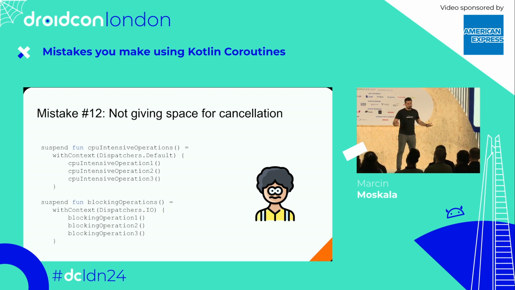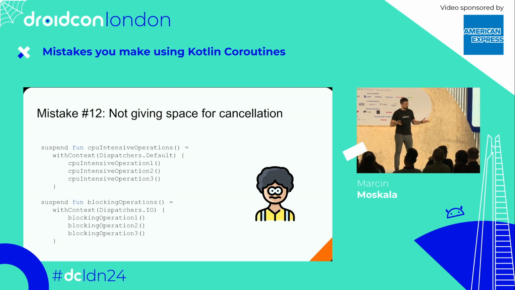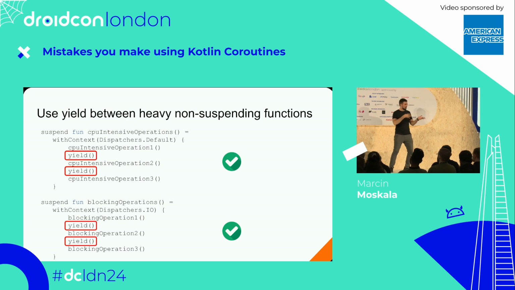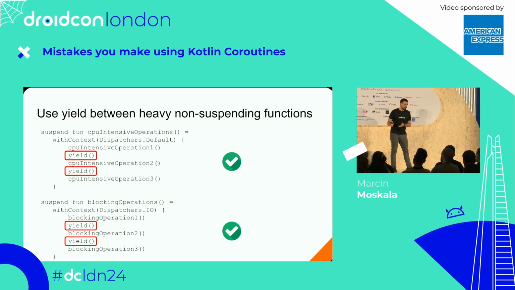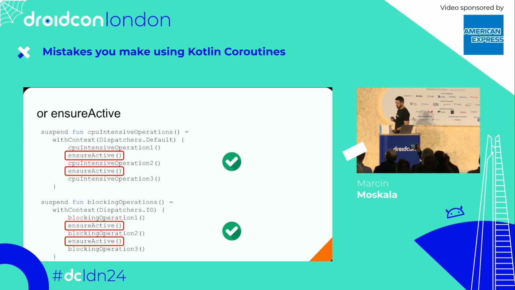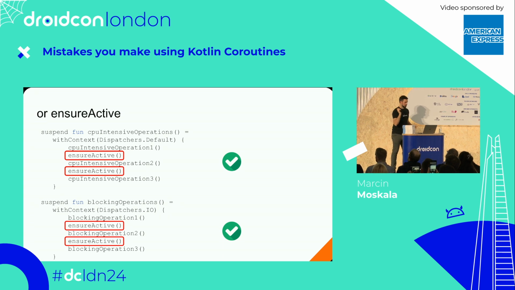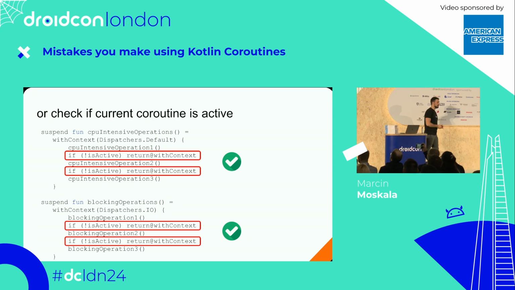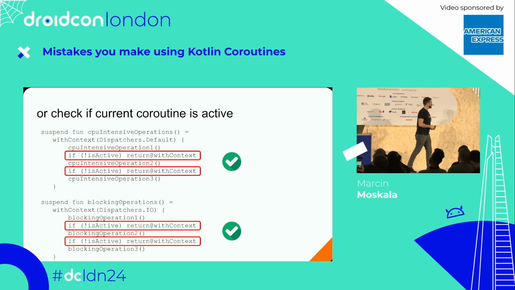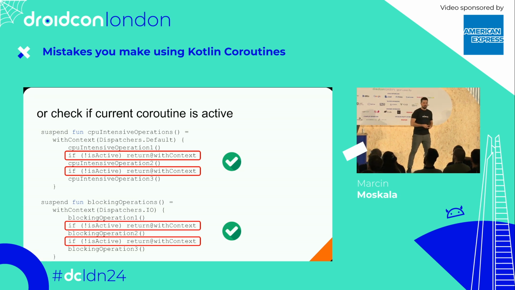It's better to give space for cancellation, to be able to cancel it prematurely. And for that, we use one of 3 approaches, either yield, which is suspending and resuming. It is a bit heavier operation, but it gives us a space for redispatching. So if there is a queue for this dispatcher, we go to the end of the queue. The lighter operation, ensureActive, an extension function on scope that throws cancellation exception if this scope is canceled. And the most flexible option is isActive. And if it is not active, you decide what to do, how to finish this coroutine as soon as possible.